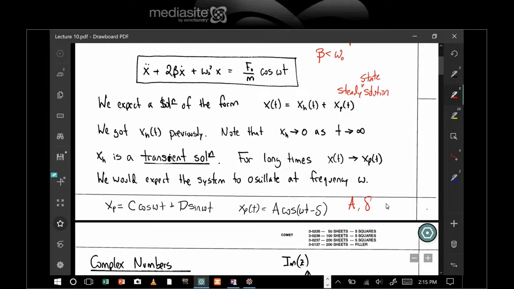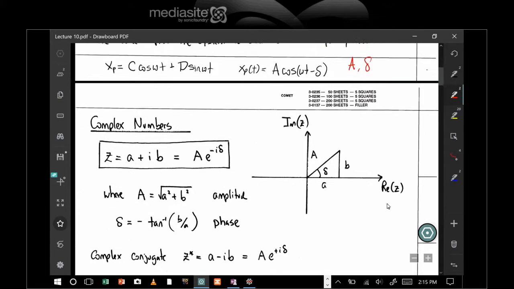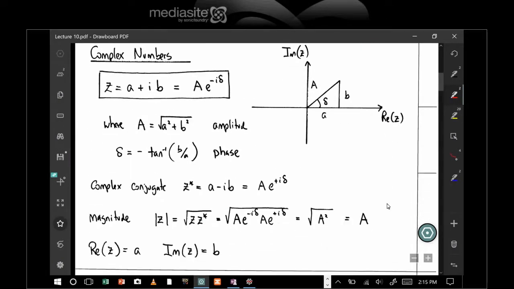However, before that, we're going to solve this using complex numbers. So I want to review the concept of complex numbers, and hopefully this is a review. Let's talk about complex numbers. So z is going to be a complex number. I can always represent a complex number as a plus ib. I think you know that.